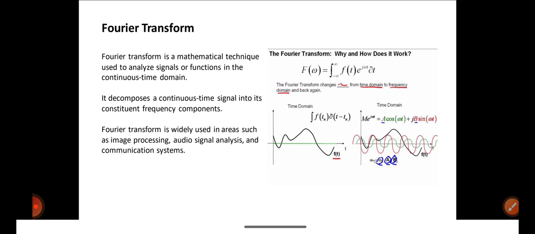Fourier transform. Fourier transform is a mathematical technique used to analyze signals or functions in the continuous time domain. It decomposes a continuous time signal into its constituent frequency components. Fourier transform is widely used in areas such as image processing, audio signal analysis, and communication systems.